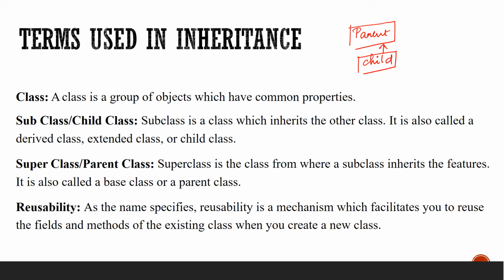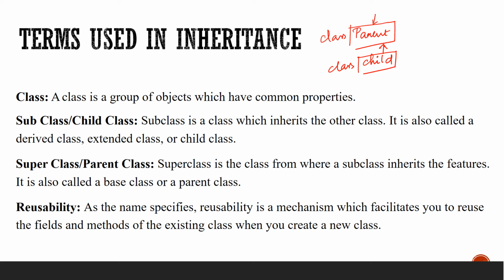So this is class parent and this is class child. So what is a class? A class is a group of objects which have common properties. And what is a subclass or the child class? A subclass is a class which inherits the other class, that is the parent class, and it is also called a derived class, extended class, or child class.